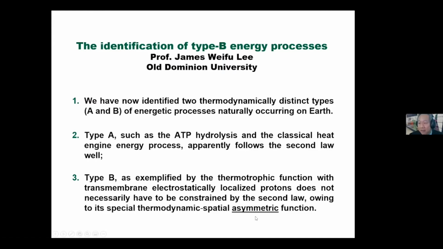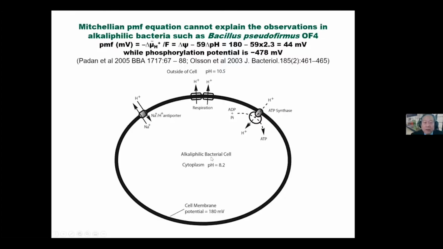It does not necessarily have to be constrained by the second law, owing to its special thermodynamic asymmetric function. That's really the key words here. Whenever you have an asymmetric process, be careful, don't apply the second law blindly. You can do it, but if you do that, you'll miss very important things. That's my message here. I'm going to talk about how we identify type B. Initially, I was not trying to challenge the second law; type B was discovered in a pretty unexpected way.